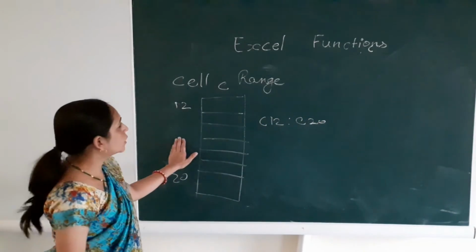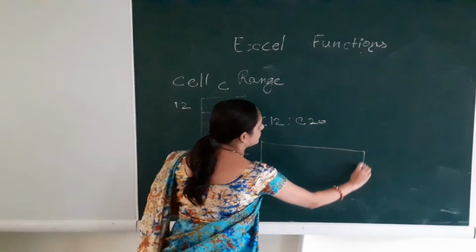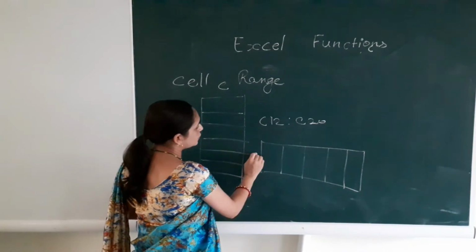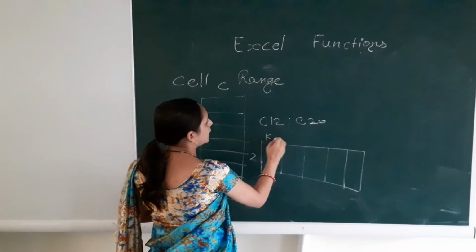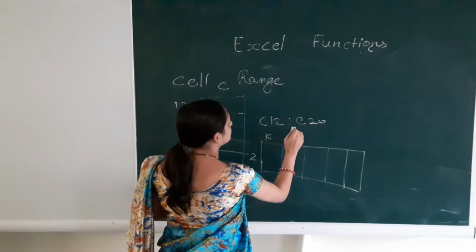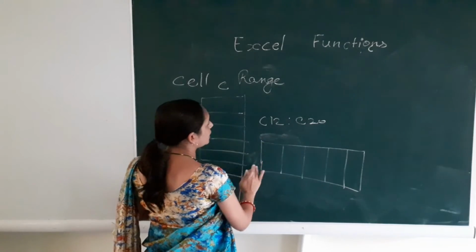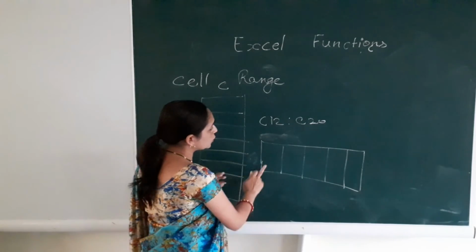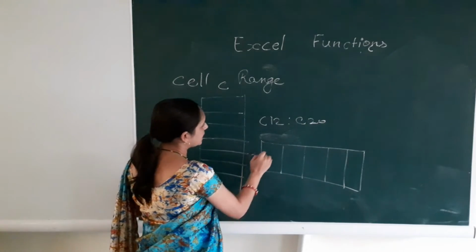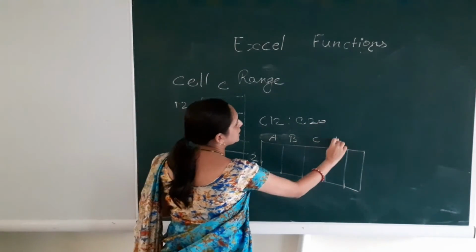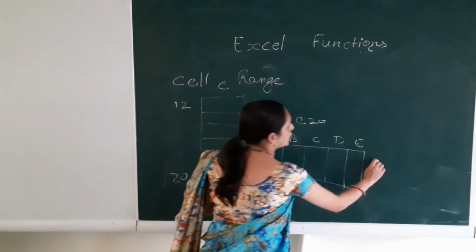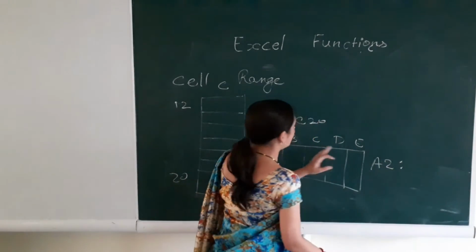You can select the group of cells row wise. Suppose these belong to the second row, and the columns are A, B, C, D, E. So its range will be A2 to E2.